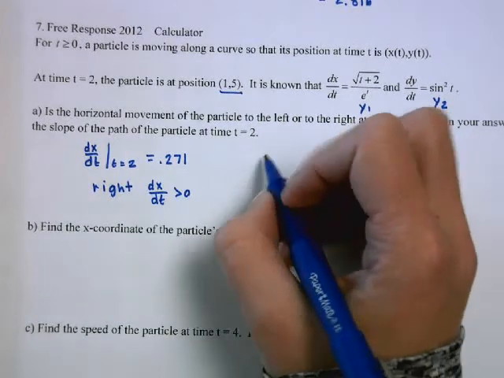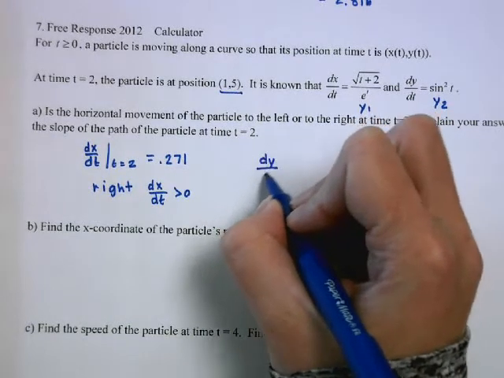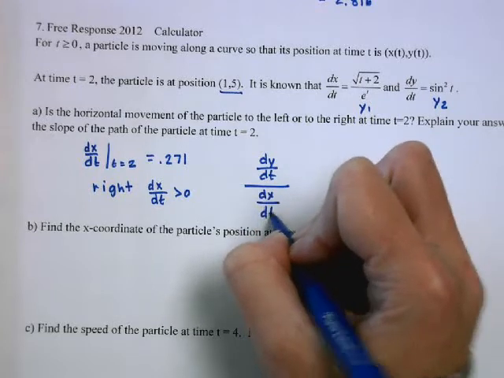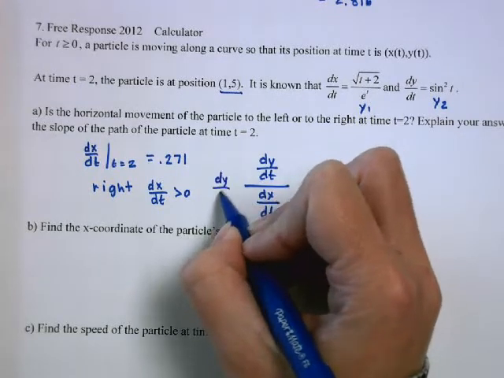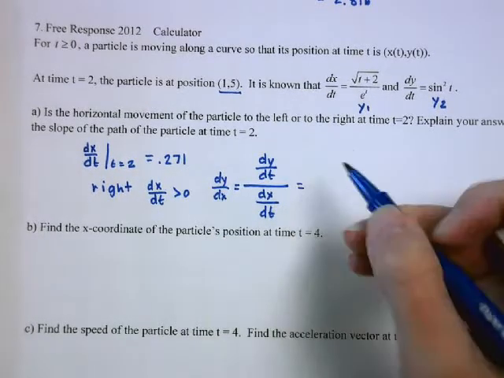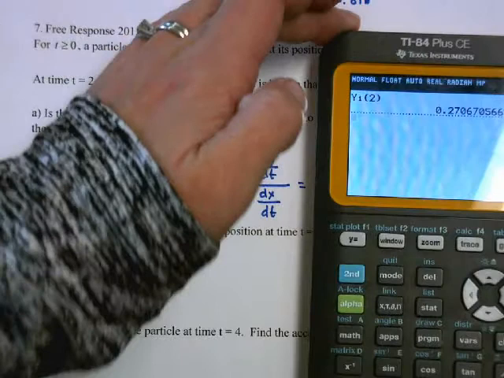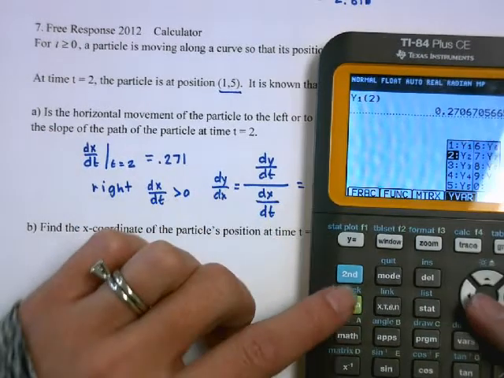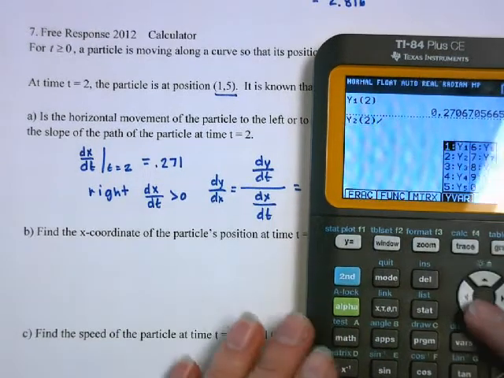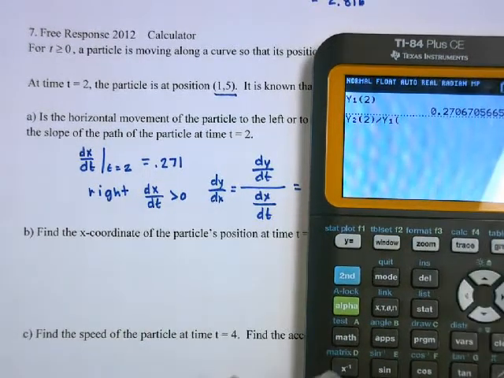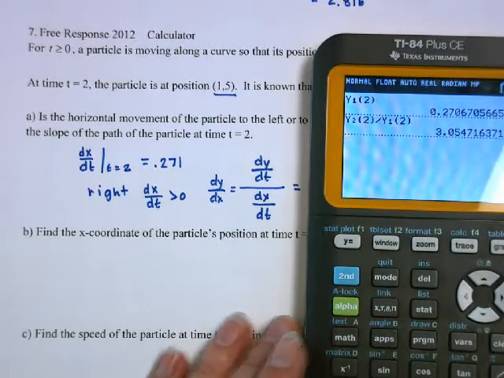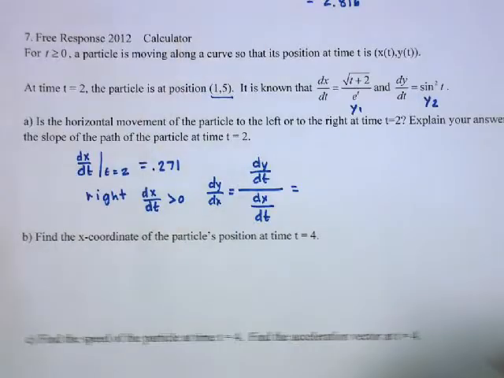Then for the slope, we're looking at dy/dt over dx/dt, because slope is always dy/dx. Again, we're going to use the calculator. So I just want y2 evaluated at 2 divided by y1 evaluated at 2. We get 3.055.